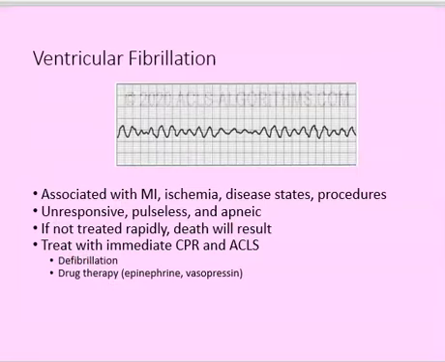Okay, now VFib. VTAC gone untreated or resistant to treatment can go into VFib, or they can be in spontaneous VFib. This one is associated with an MI, ischemia, disease states, procedures. They're unresponsive, they're pulseless, and they're apneic. What are you going to do? Call a code, start CPR. The code team gets there, they bring in the defibrillator, you defibrillate them. Drug therapy for them would be epi, vasopressin. You will alternate shock, med, shock, med, shock, med, and consider the causes.